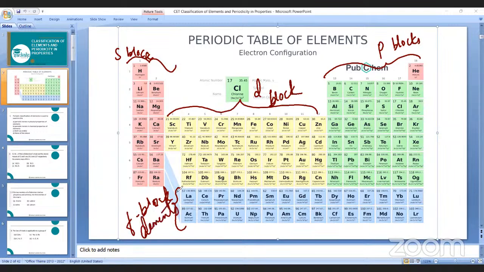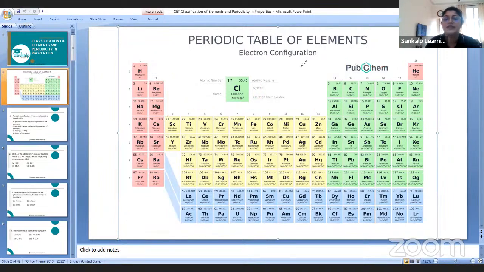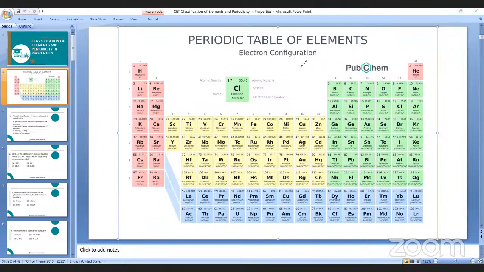As there are 118 elements, we cannot study each element separately, so we are going to study them in blocks: S block, P block, D block, and F block elements. We are going to study them in detail and study their properties.